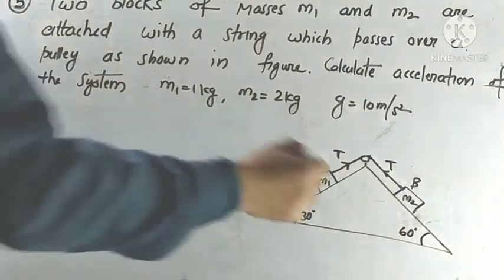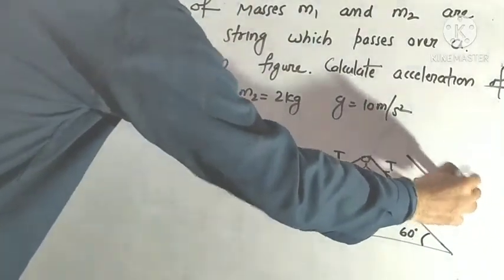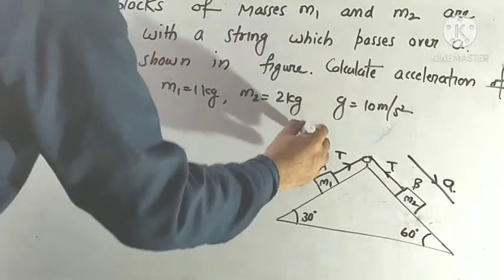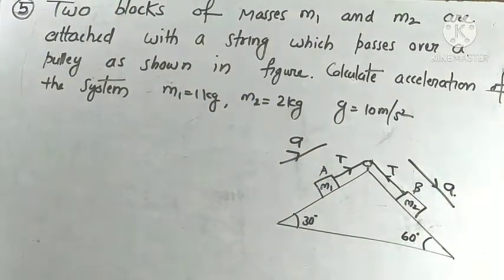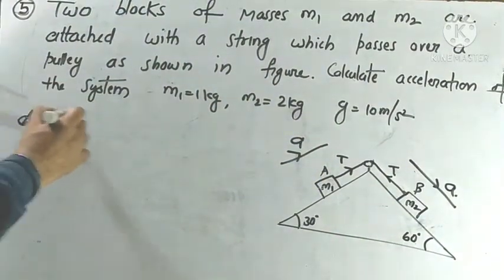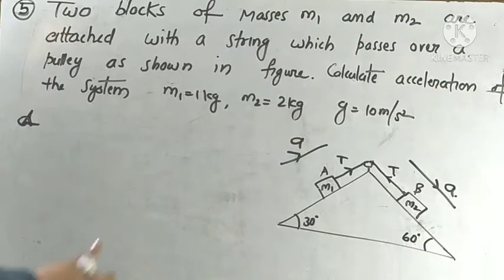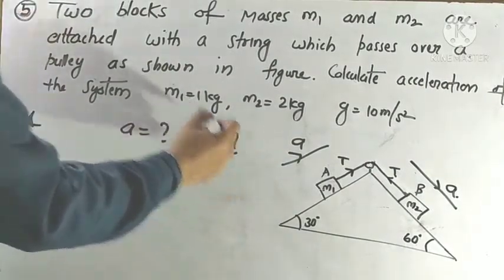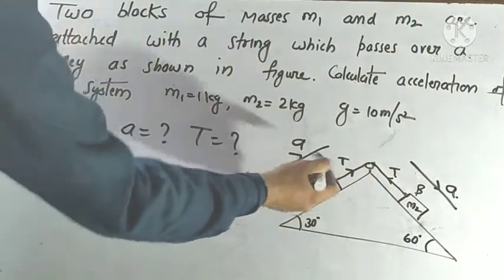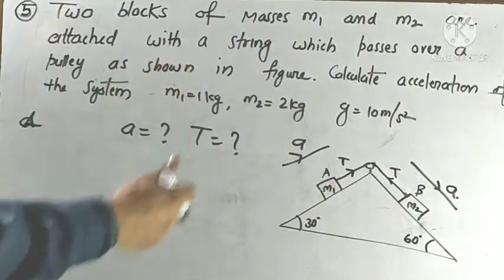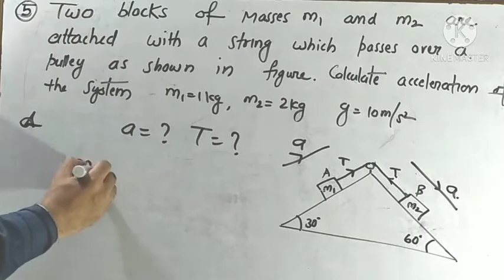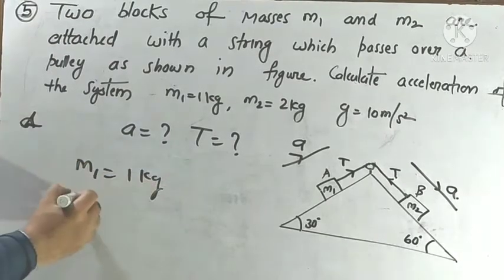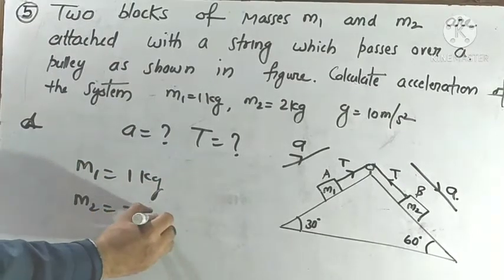Okay, and this body will move in this direction with acceleration A. Here we have to find the value of acceleration and tension T in the string. There are two blocks of masses m1 and m2 already given here: m1 is equal to 1 kg and m2 is equal to 2 kg.